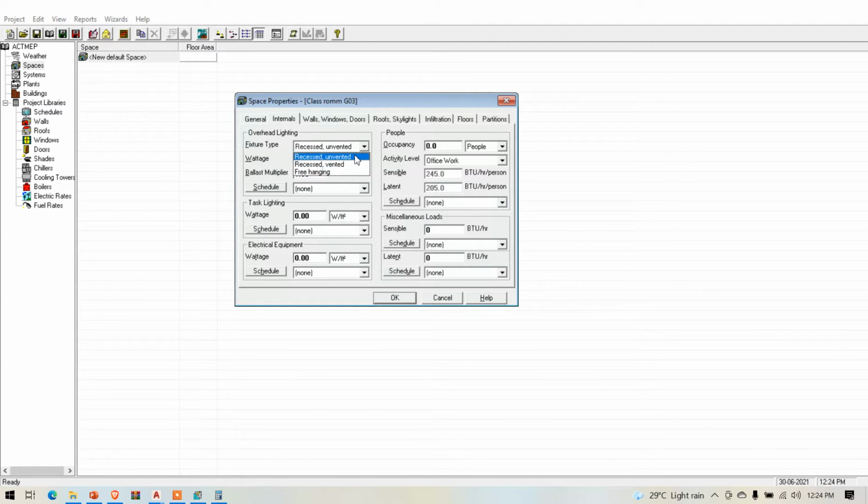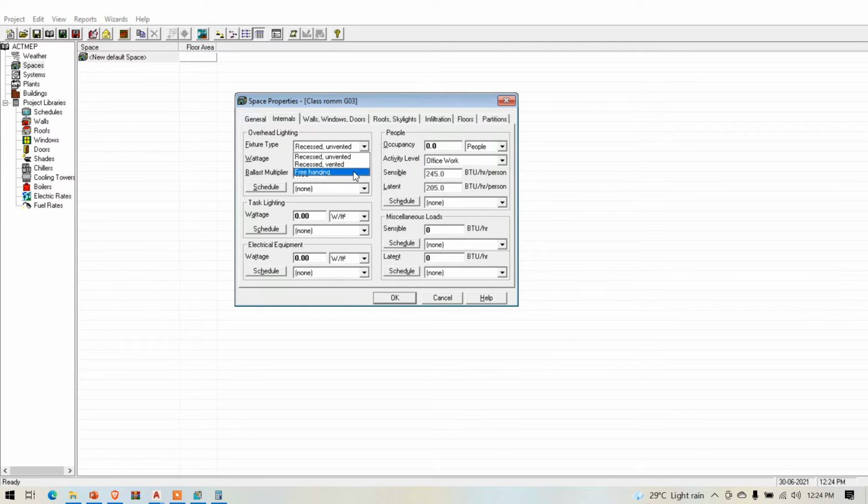So unvented lights are nothing but lights which we are fixing into the wall, like tube lights, that is called unvented. Vented lights are nothing but lights which we fix to the ceiling, that is called vented. And free hanging lights are nothing but lights which we are hanging to a particular object.